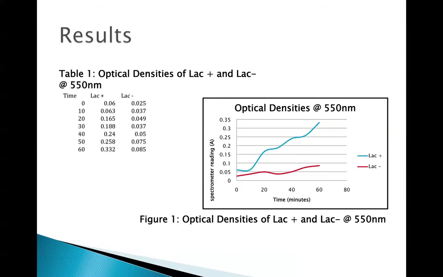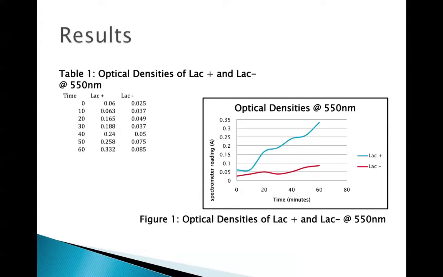So in the lab, bacteria that were both lac positive and lac minus were exposed to lactose and ONPG and allowed to incubate for 60 minutes. Spectrophotometer readings were taken at 20-minute intervals at both 420 nanometer and 550 nanometer wavelengths. The optical densities of the lac positive and lac minus strains of the bacteria measured at 550 nanometer wavelength can be seen in Table 1.